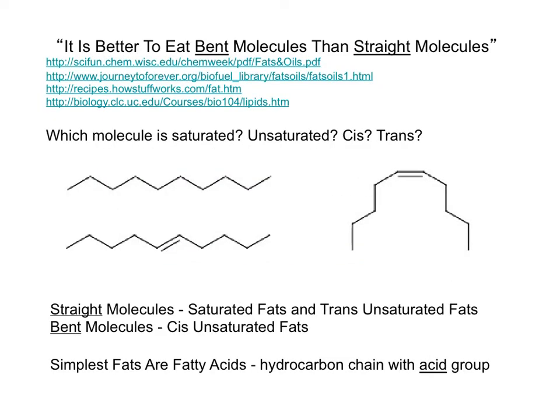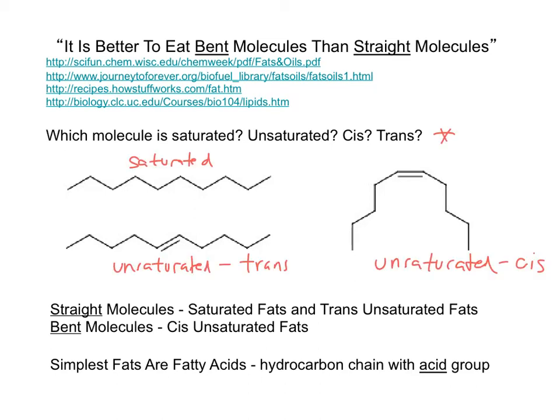You've also probably heard it's better to eat bent molecules than straight molecules. So compare these three structures and answer this question. So the answers are: the straight molecules are the saturated fats and trans unsaturated fats. The bent molecules are the cis unsaturated fats.